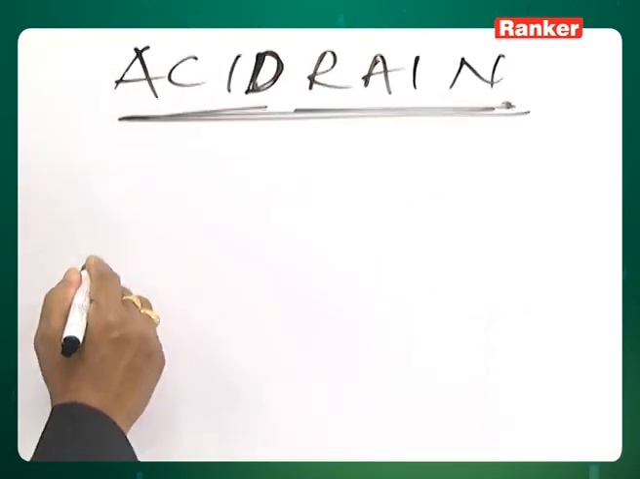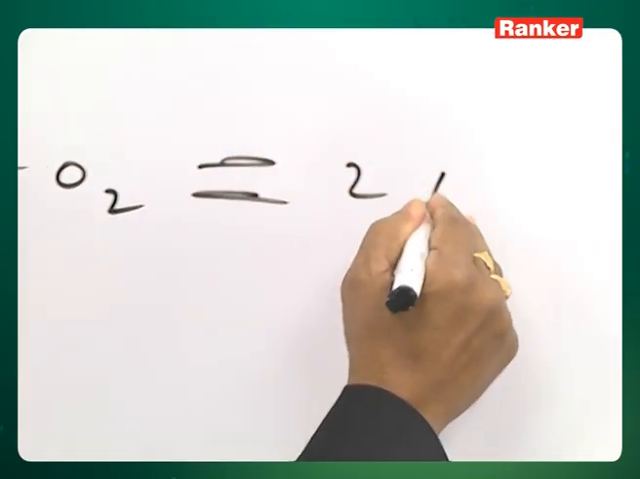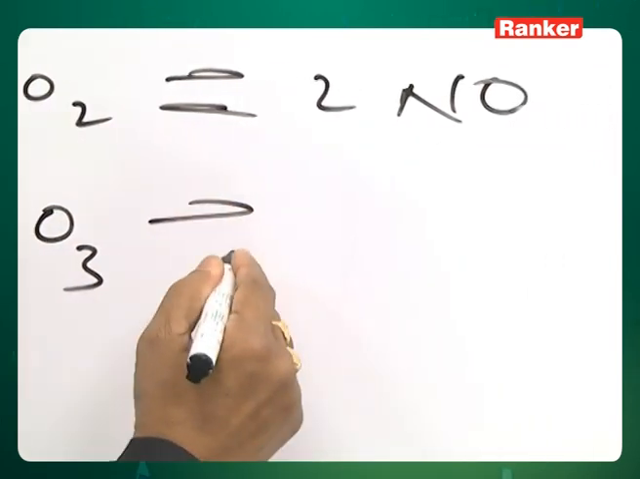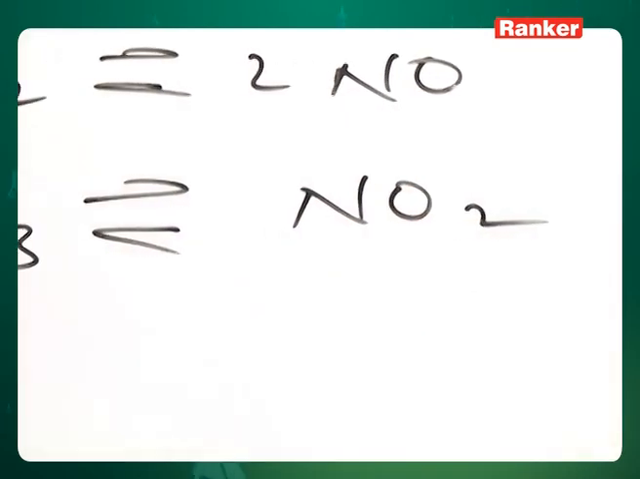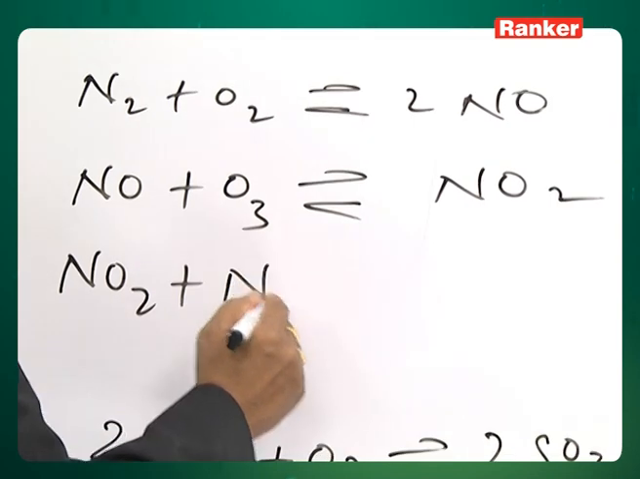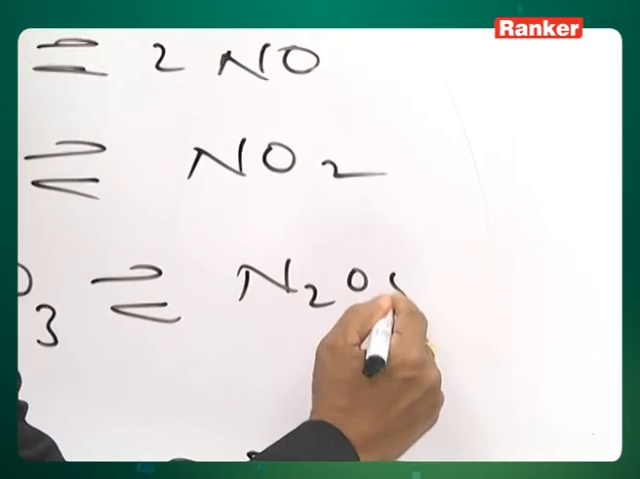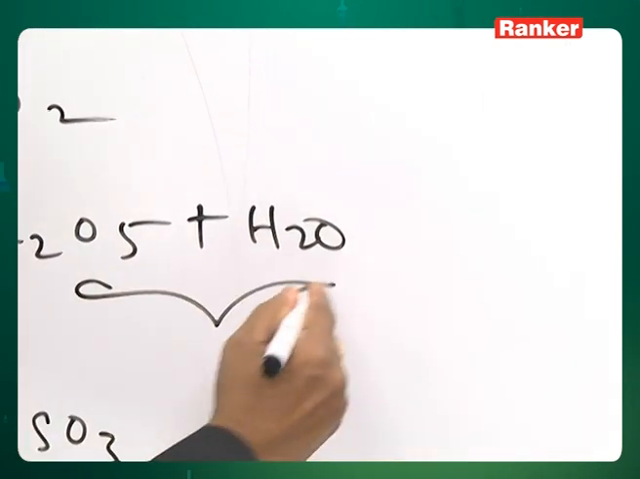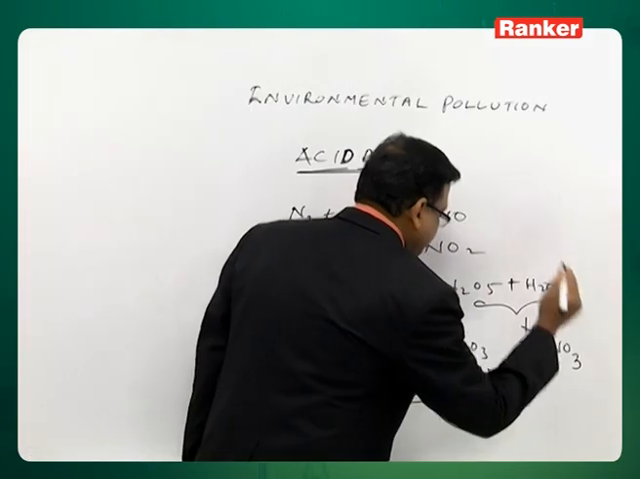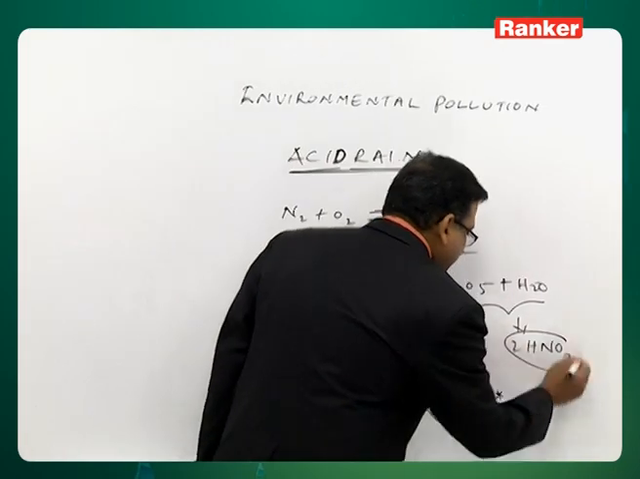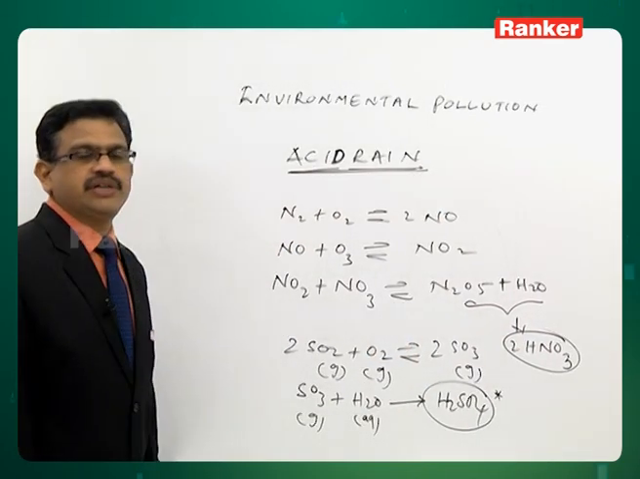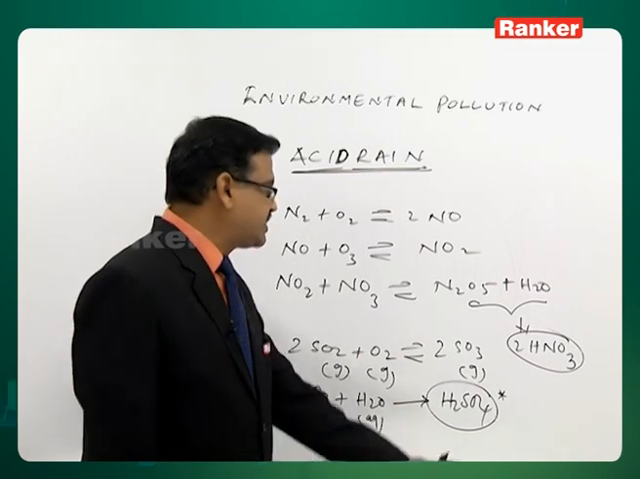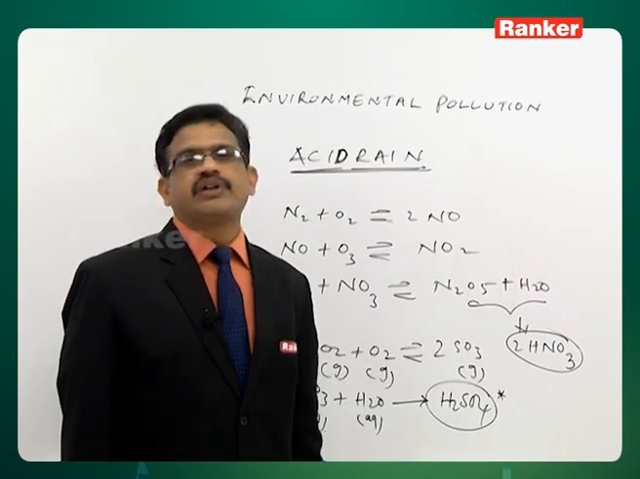Similarly, you can also observe nitric oxide. Nitric oxide combines with ozone and forms nitrogen dioxide. This nitrogen dioxide mixes with nitrogen higher oxides and forms nitrogen pentoxide. This will dissolve in the water and give nitric acid. This will form acid rain. So this nitric acid and this sulfuric acid will form acid rain, and that's how the pH value comes down below 5.6, causing acid rain because of sulfuric acid and also nitric acid.